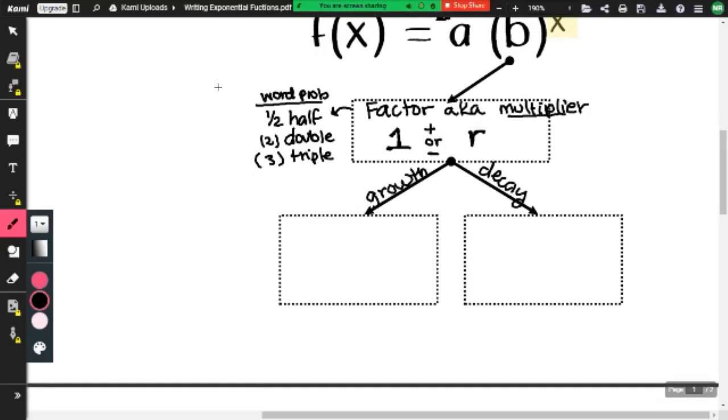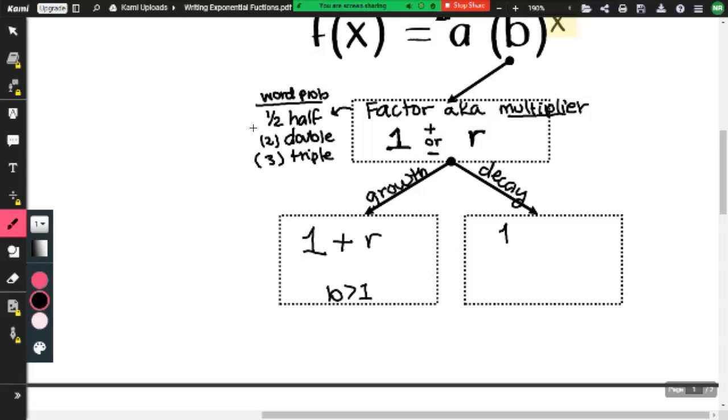So let's say we go ahead and we're going to split it into growth and decay. The formula for growth will be 1 plus R. If you take that 1 and add your rate, in the parentheses, you're going to have a number bigger than 1. That's why we write B is greater than 1. In the parentheses, if you have a number bigger than 1, that represents exponential growth.